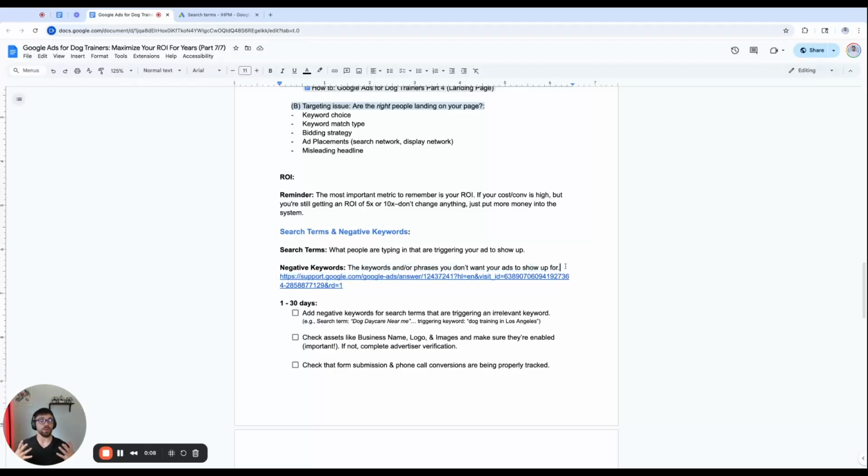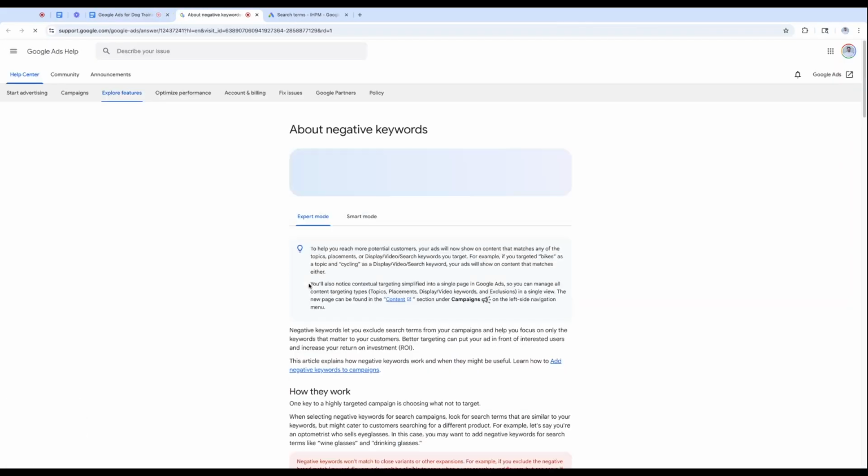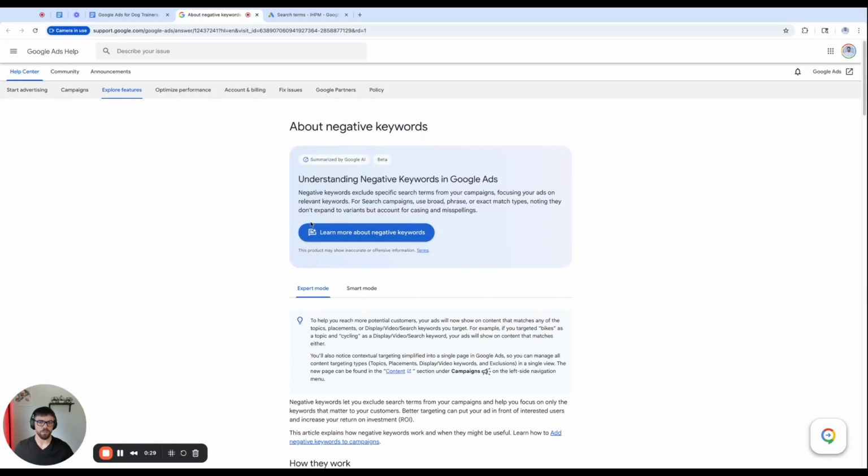Now, I've already briefly explained how negative keywords work, but what's really important to understand about negative keywords is the match type and what it means. So just like regular keywords, negative keywords also have match types, but they work a little bit differently than regular keywords. So let's go ahead and dive into how the match types work for negative keywords.